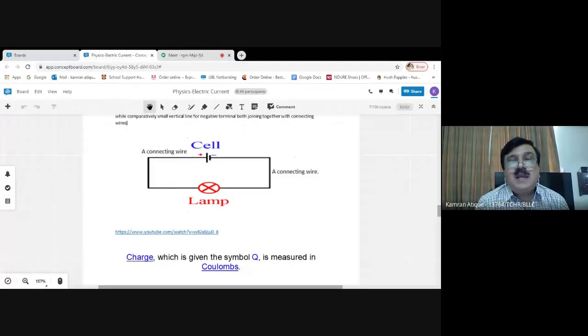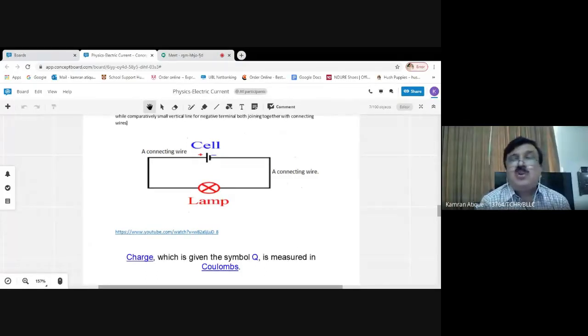Yes, exactly. That's what I'm trying to say. Every portion of the circuit, whether it is the connecting wire, the cell, or the electrical lamp, all those portions behave as a portion of the same bicycle chain. The moment the flow of electrons starts, it will be present everywhere. And the moment the flow of electrons is stopped, it will be stopped everywhere.